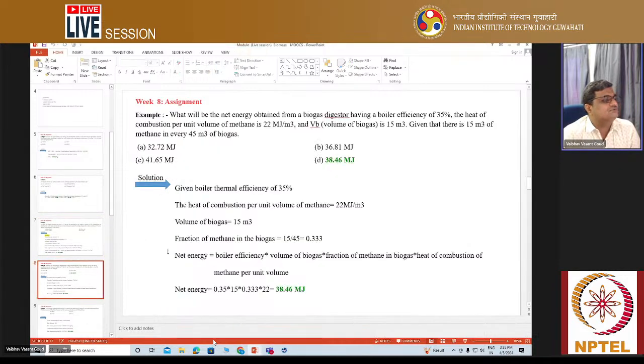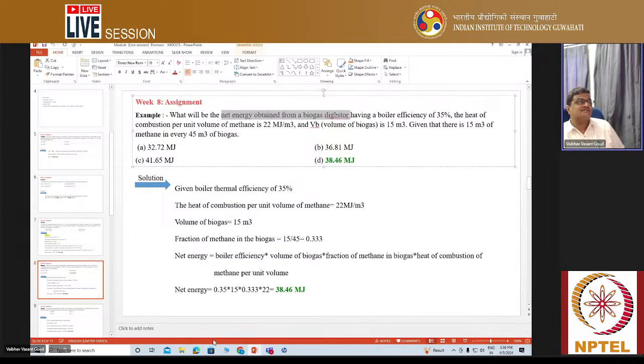Another example is of a similar nature. As we discussed the gasifier efficiency and how to calculate it, here it is on a biogas digester basis. In this example, it was asked to calculate the net energy obtained from the biogas digester with a boiler efficiency of around 35%. It is the net energy that can be obtained from the gas obtained from the digester. The heat of combustion per unit volume of methane is given as 22 megajoule per meter cube. That is the calorific value.